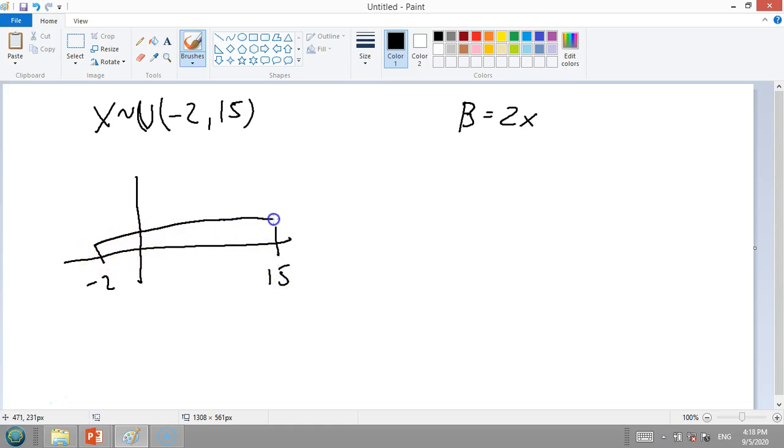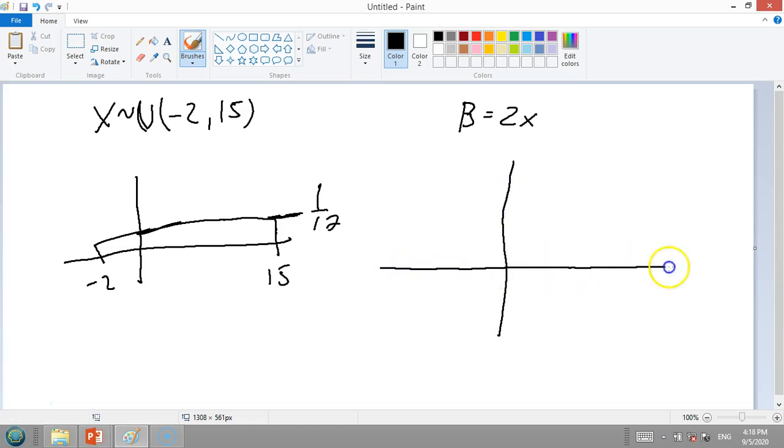How much is the height, or what is the PDF of this? The height is exactly 1 over 17, the height here. About this. And B is 2 times X. So again, I multiply every single number by 2. This is what you do. Every single possible number there, you multiply by 2. So it's going to become -4, and up to 30.